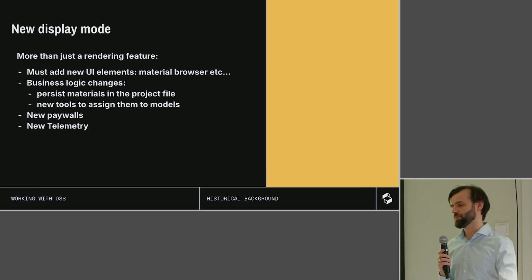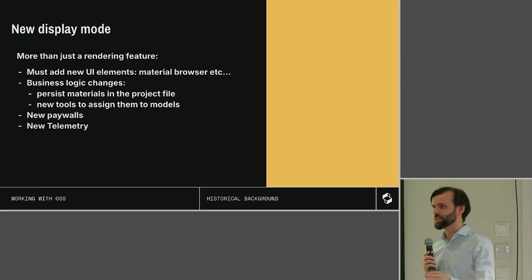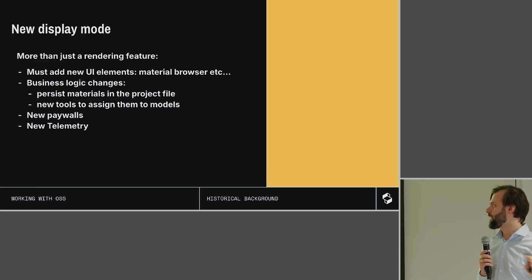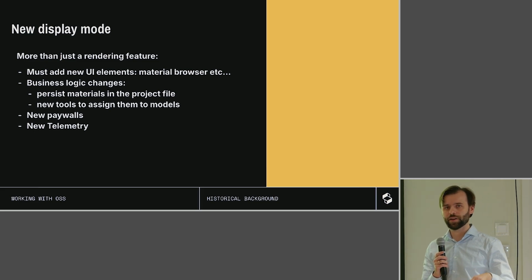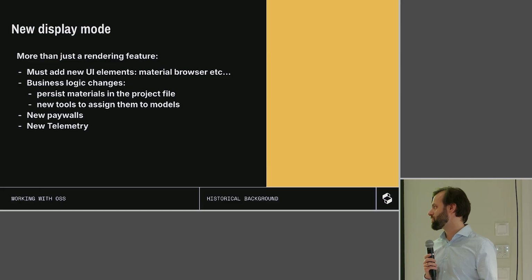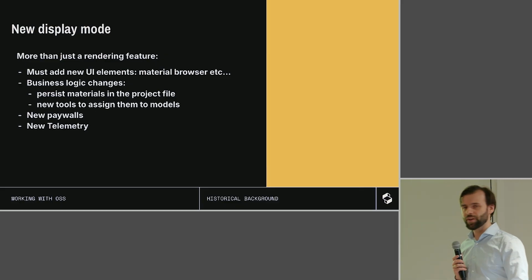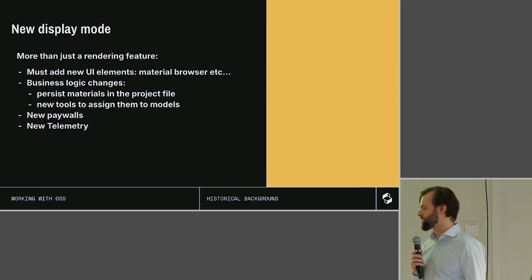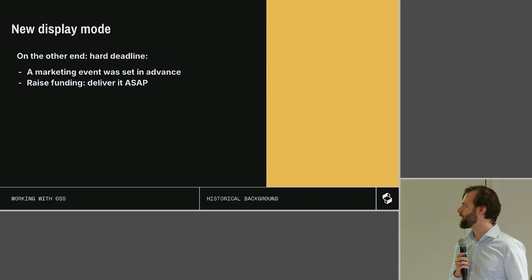For example, we had to implement a sidebar for the material browser and a bunch of other new UI elements, user workflows, UI layouts. We had to change the business logic. We had to think about how to monetize this feature because it wasn't a free feature. We added paywalls. We had to think about telemetry. How are we going to use telemetry to make this feature successful? So a lot of things to do.